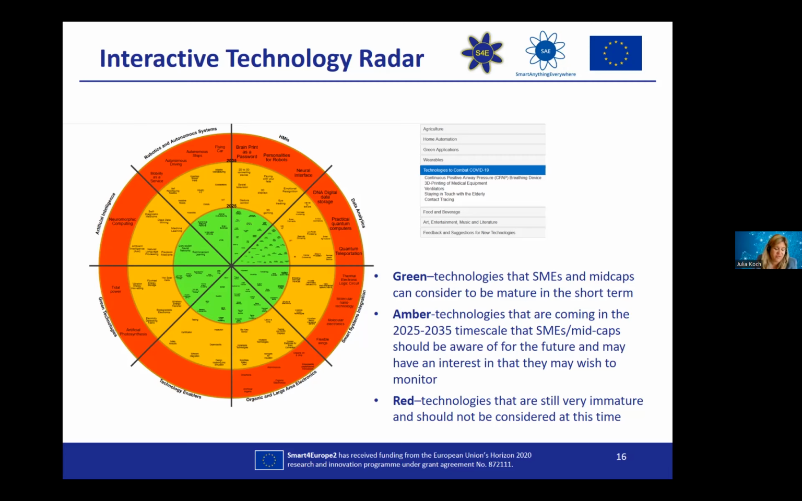And when you browse through the technology radar and click on one of them, you can get further information on the technology itself, which makes it really interesting to look at and see if that's already interesting for your business or not.